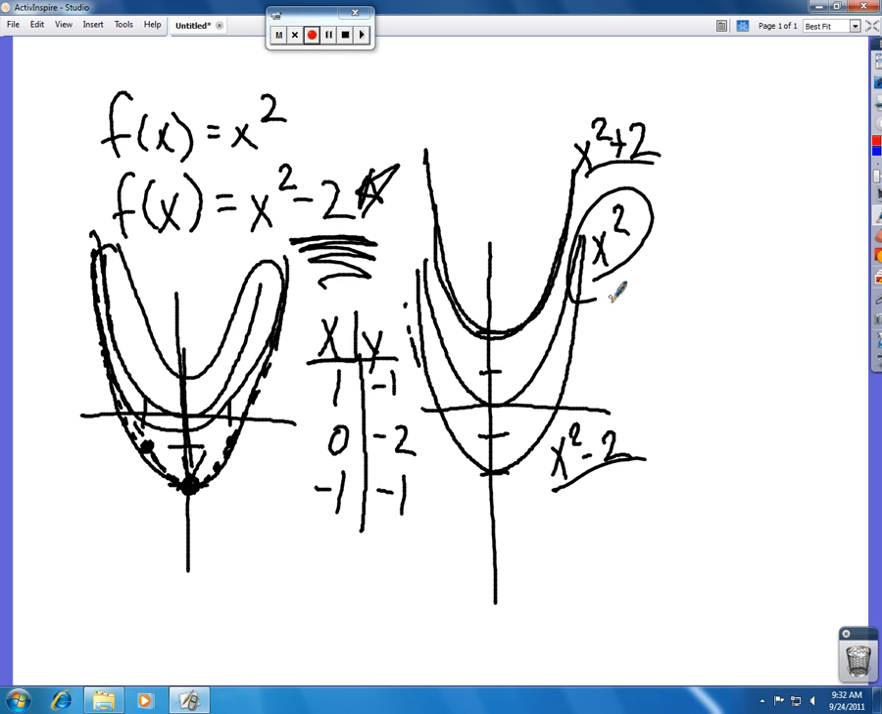And again, all you have to do is just make this little chart, graph a few points, and plug them in.